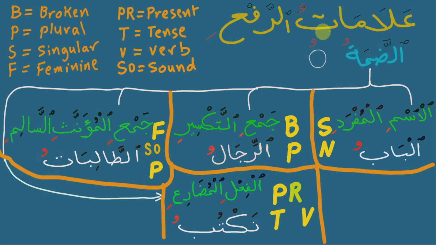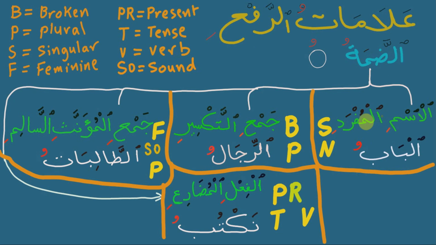So here is the mark for the state of rafa', for a word to be raised. Here is the name, ad-damma. Notice these diacritics there. This here symbolizes any letter, you can put any letter here. The damma is on top, they're always on top here. So this is what we study here, the U, the damma. That's the name of it.